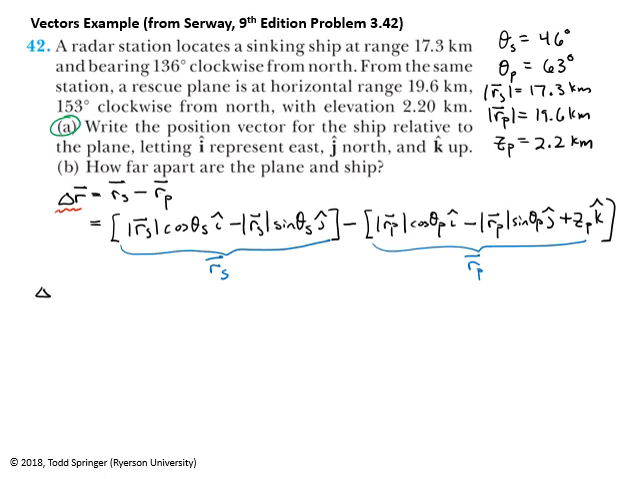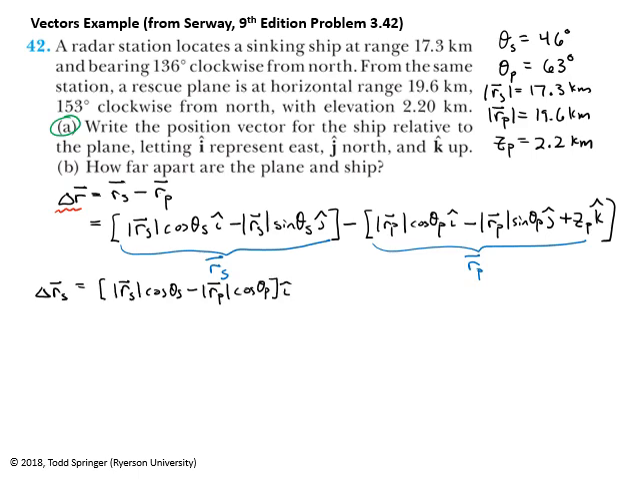I subtract the components separately. So let me just rearrange this a little bit. I'll put the I hat components together. I'll have RS cosine theta S minus RP cosine theta P I hat.